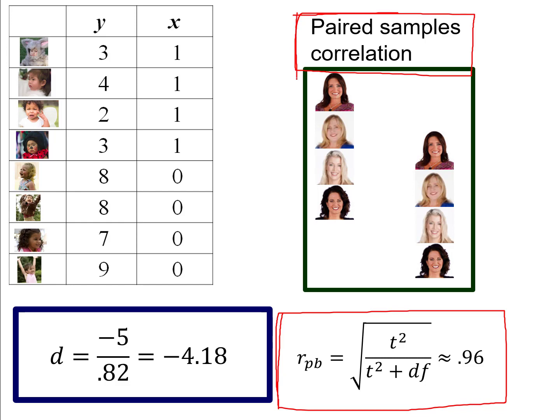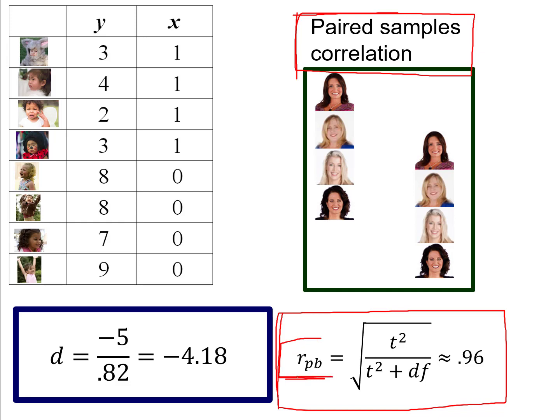Both a paired samples correlation and the point biserial correlation are correlations, but these are correlations testing two completely different things. And so it would be good not to get these two types of correlations confused with each other.